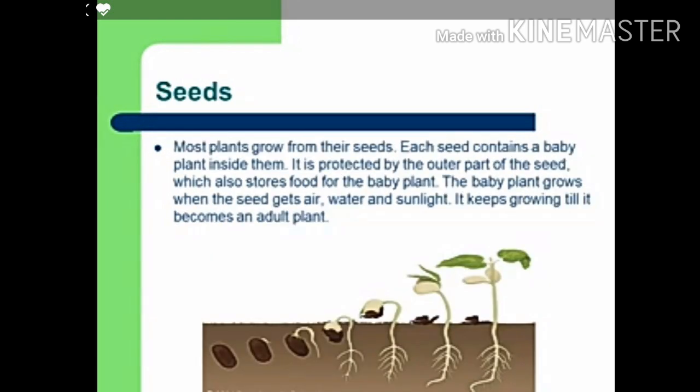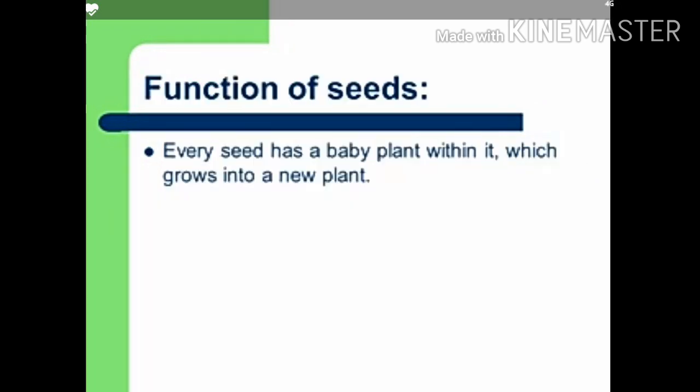Now, what are seeds? Most plants grow from their seeds. Each seed contains a baby plant inside it. It is protected by the outer part of the seed, which also stores food for the baby plant. The baby plant grows when the seed gets air, water and sunlight.